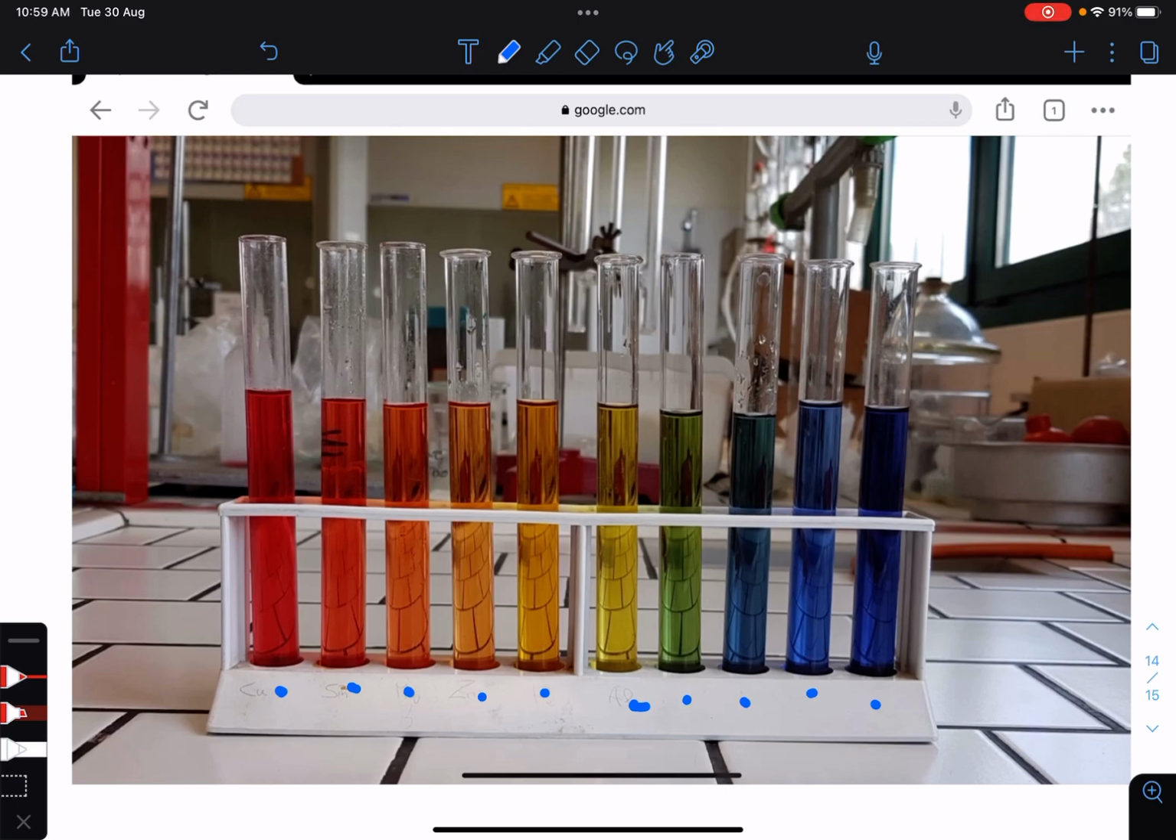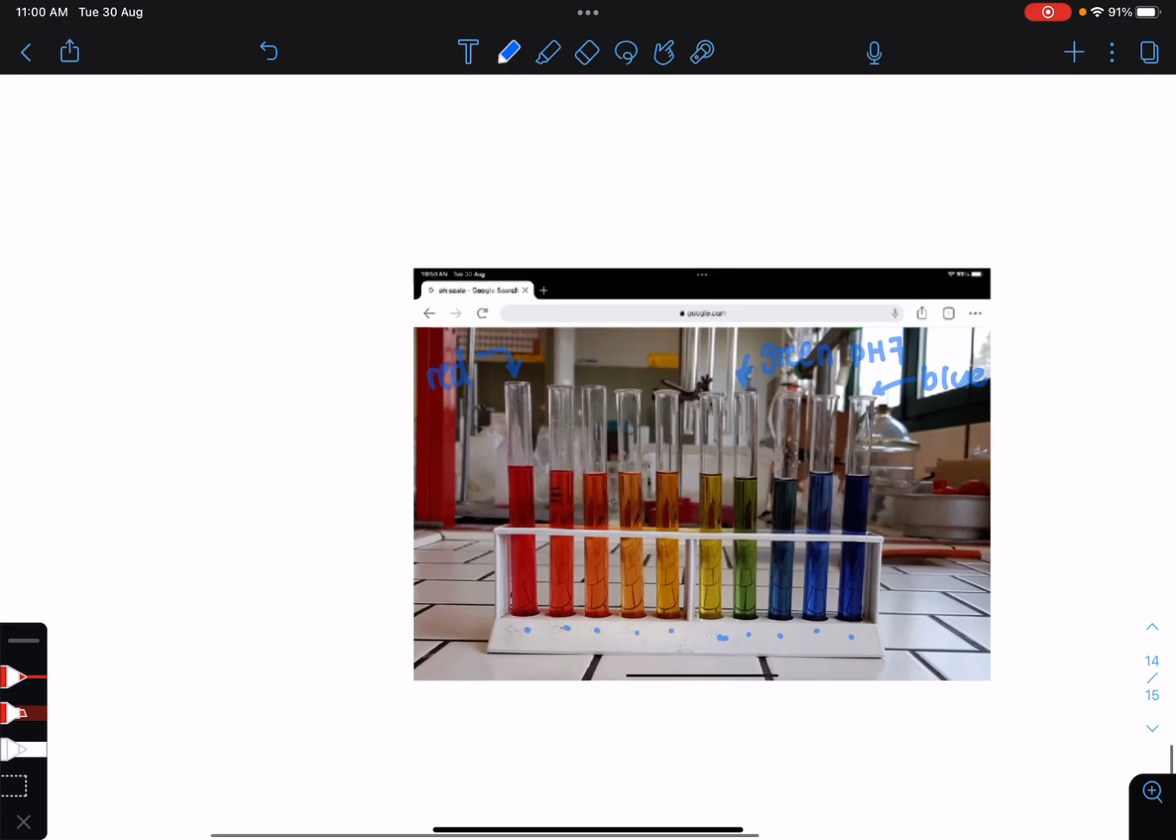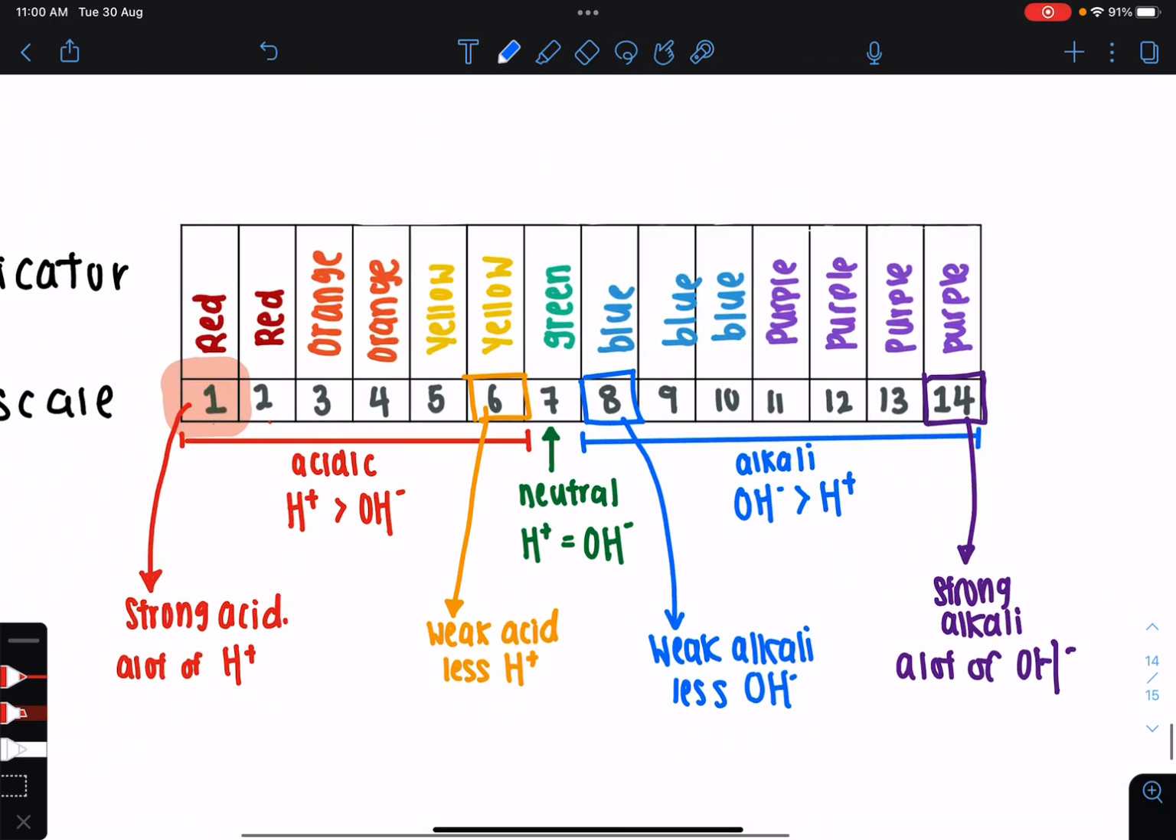So you need to know the colors of the universal indicator. For instance, this tube over here is green, so we know that the pH is probably 7. Then if I look at a super dark solution, say it's a blue color, I would know that it's probably an alkali, probably a weak alkali. Whereas if it is red, then I can say that, hey, this is a very strong alkali. So you need to memorize the colors over here. It can be simplified right up here.